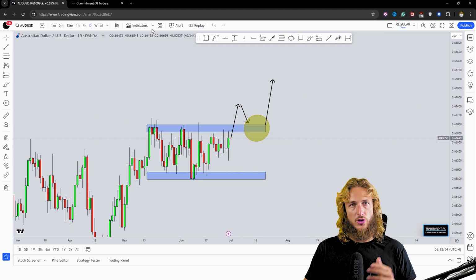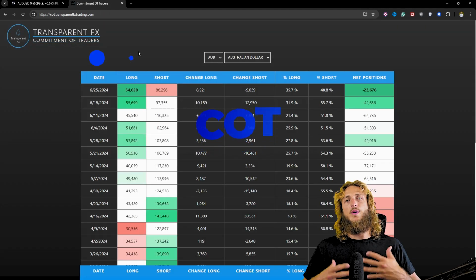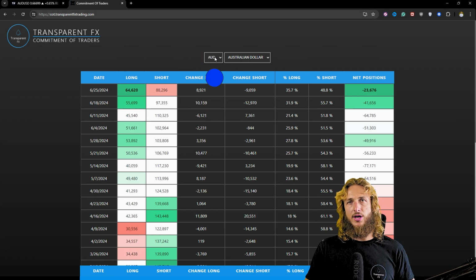Speaking about institutional longing, let's go and see what we have when it comes to the commitment of traders, so what the big players in the market are doing, and let's check the data precisely for the AUD. Now, if we're looking at the data for the AUD, we're actually already looking at AUDUSD because all currencies on the spot are traded against the USD.